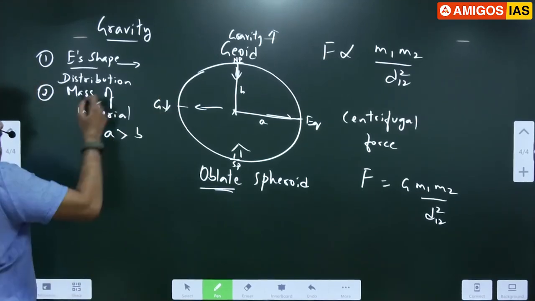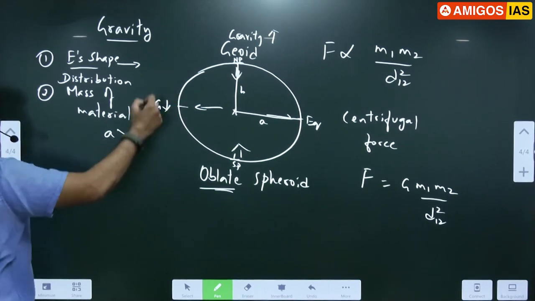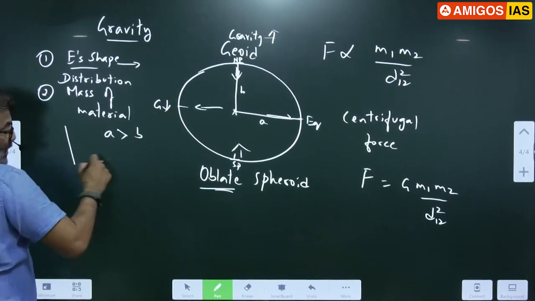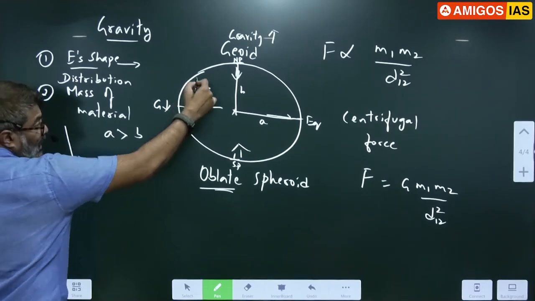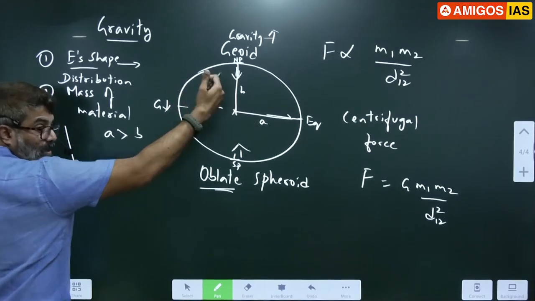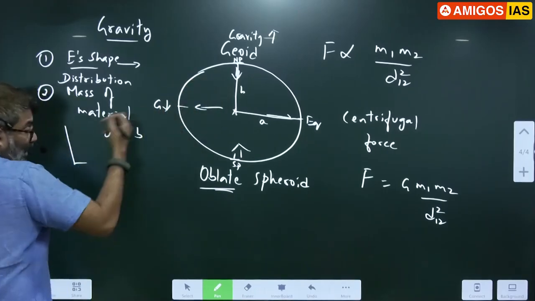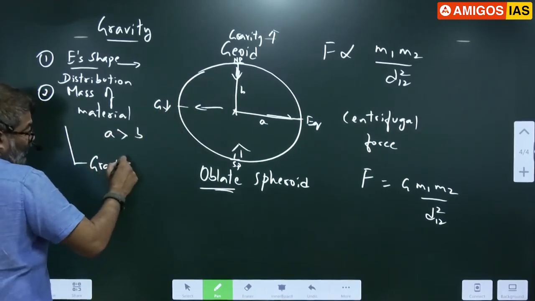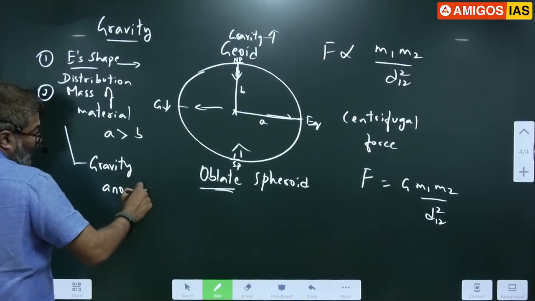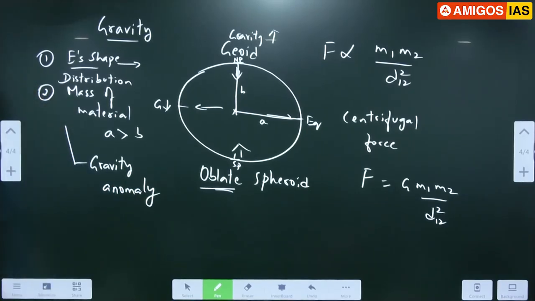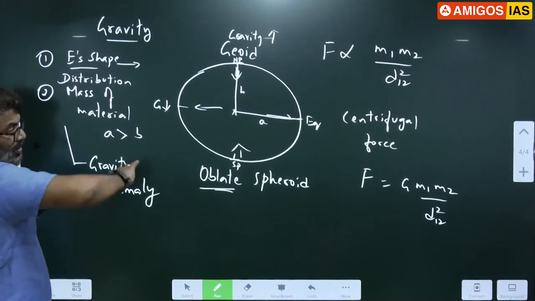So the gravity of the earth varies according to the shape. That is one. Second is distribution of mass of material. This variation of gravity from place to place, as we measure gravity, it will vary from place to place. That variation is called as gravity anomaly. Please write gravity anomaly. The variation of gravity across the earth's surface is known as gravity anomaly. Variation of gravity across the earth's surface.